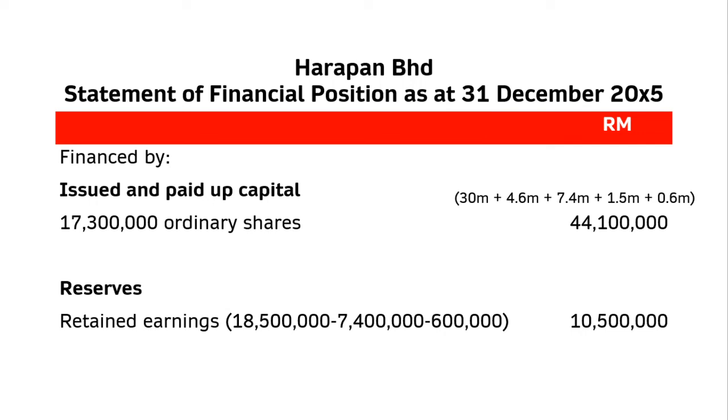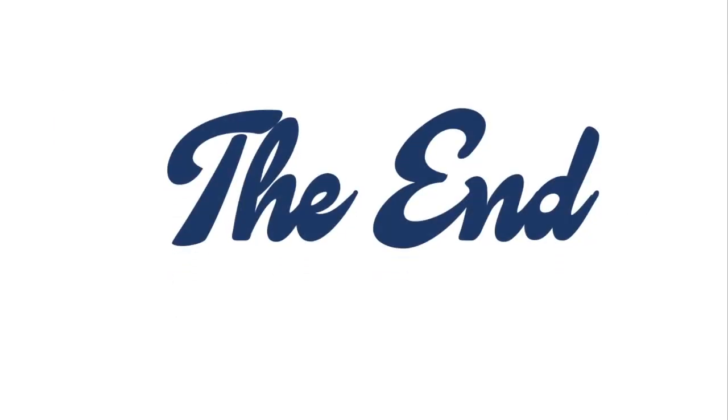Okay, so the reserves, retained earnings, 18.5 million minus with 7.4 million utilized to cover back the redemption, and 600,000 due to the bonus issue. Okay, that's all for redemption of preference shares.